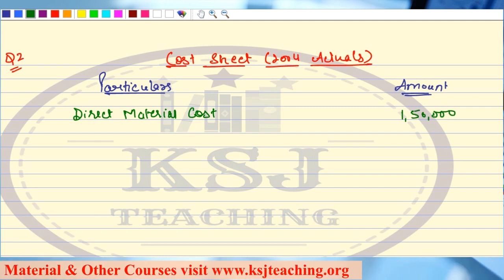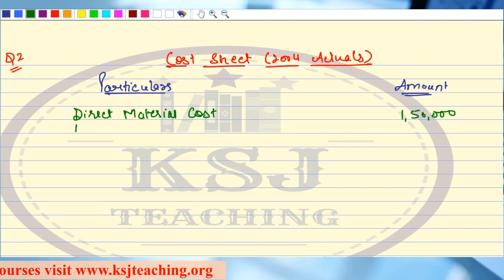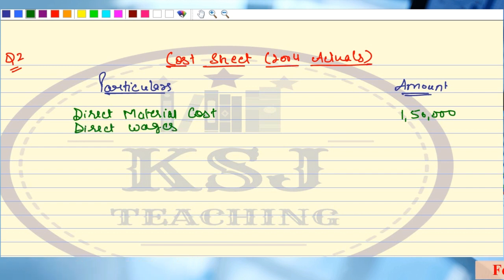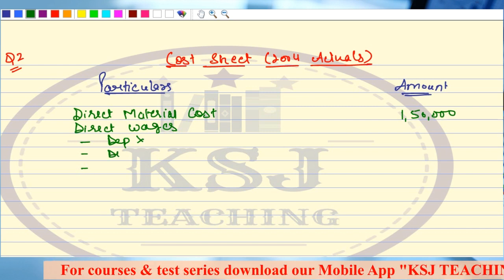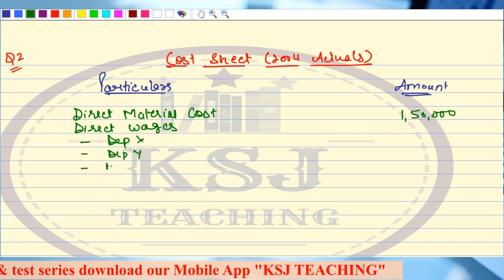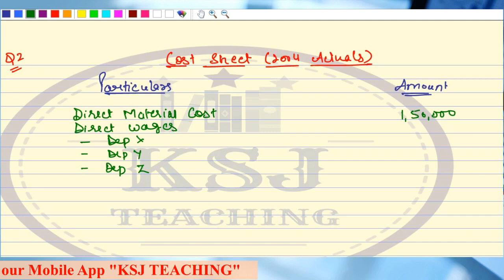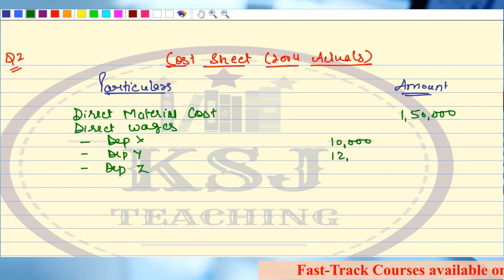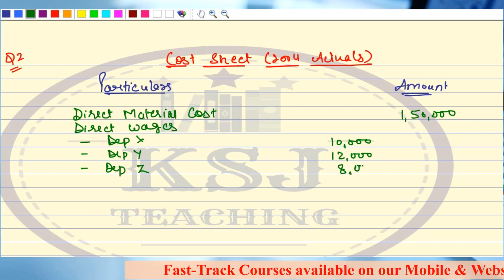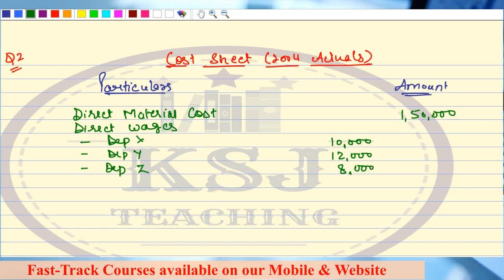1,50,000. Then we have direct wages. Now direct wages is given department wise: Department X, Department Y and Department Z. What are the values given to you? It is given as 10,000, 12,000 and 8,000. So the total is 30,000.